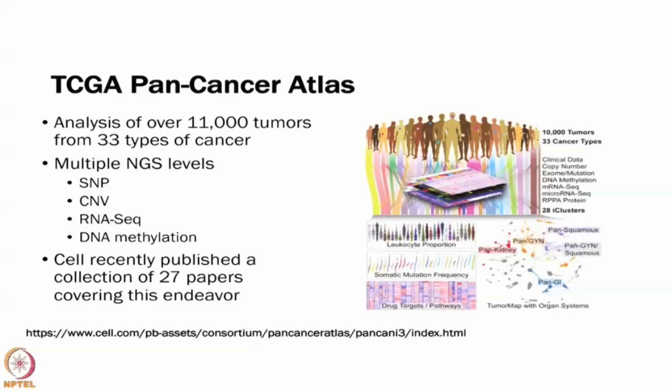And recently, in the last few months, this pan-cancer atlas was published, where they took all of the tumors. It didn't matter what cancer it came from, and they analyzed them all together. So this is 11,000 tumors. They had a lot of the different sequencing levels that we've discussed: SNPs, copy number, RNA-seq, DNA methylation. And if you're interested, I included here a collection of 27 papers that go through all of the many sub-projects that came out of this. There's a lot of information there on these papers.